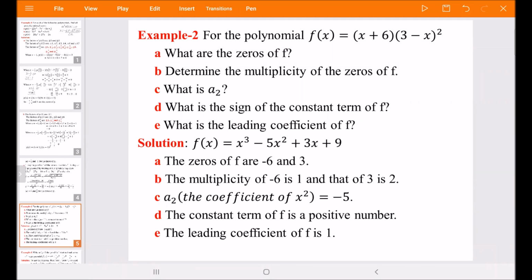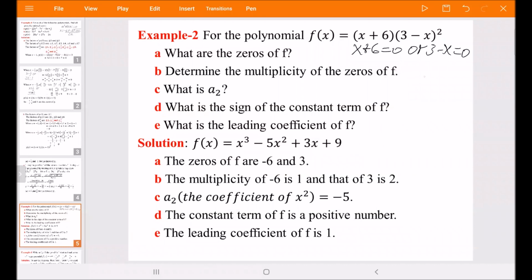Already, we are lucky because f of x is given as a product of its prime factors. F of x is equal to x plus 6 times 3 minus x the whole square. So what are the zeros of f? X plus 6 equal to 0 or 3 minus x equal to 0. Solve these two equations. X plus 6 equal to 0, the result is x is equal to minus 6. 3 minus x equal to 0, 3 is equal to x, or x is equal to 3. So minus 6 and 3 are the zeros of this polynomial.